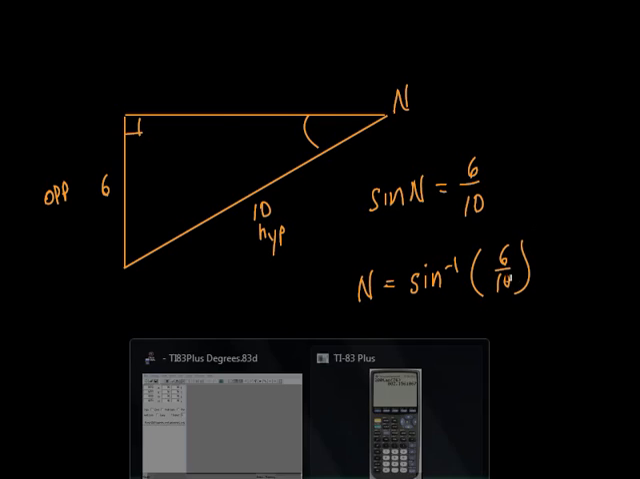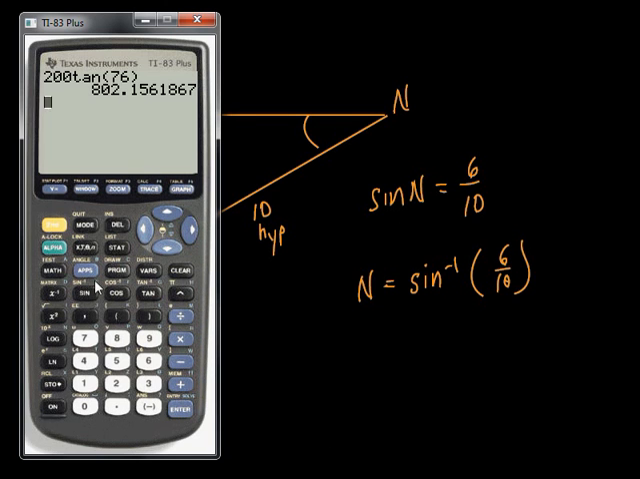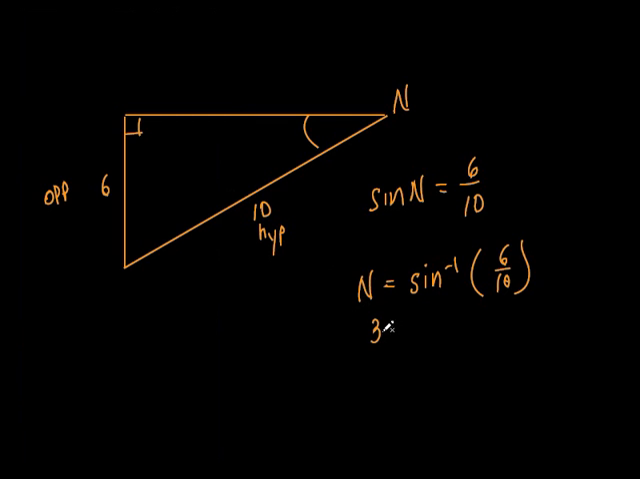Pretty easy, right? So you take second function sine. See how I put sine to the negative first? And then 6 divided by 10. And there you go. We'll round it to the nearest degree, so it's 37 degrees, angle N. Pretty easy stuff, right?